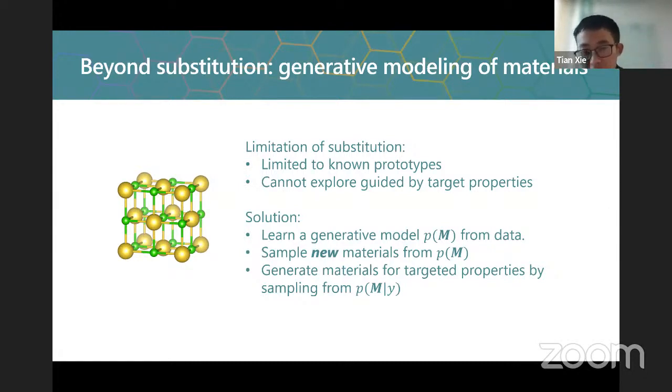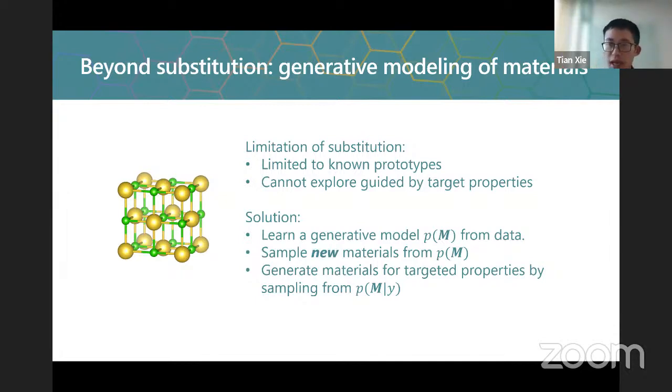The first is that it is limited to existing material structure prototypes, because it uses existing structures to substitute atoms. Therefore, you cannot really explore new materials. I think this is one of the major limitations of this approach. The second limitation is that you cannot really explore unknown materials guided by target properties. This is because the generation is unconditional: you generate materials without considering any properties, but at the end, you want to find materials that satisfy target properties.